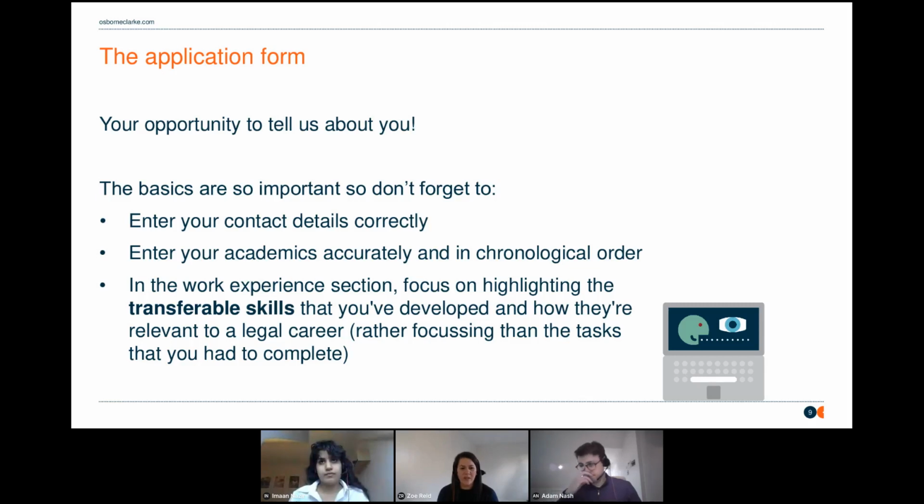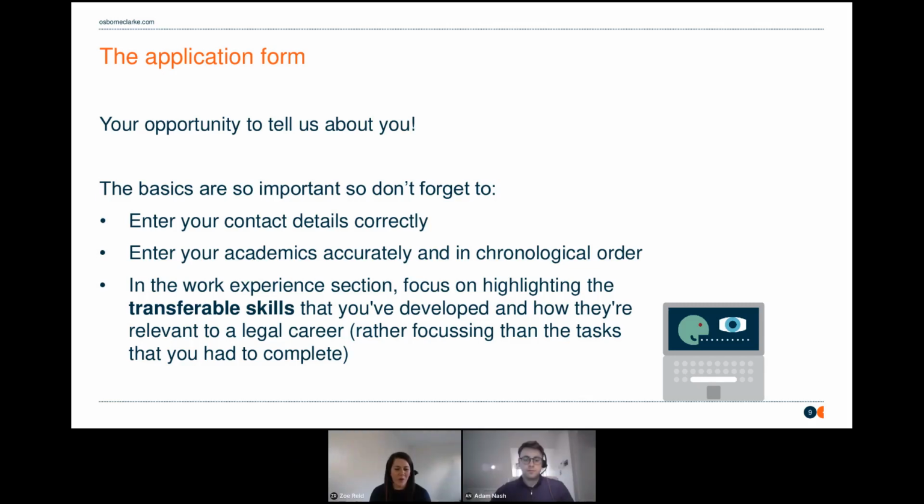But you must always remember that the application form is really your opportunity to tell us about you. So you need to have a think about what makes you you, what things are important to you, what your motivations are, because that's really what we're looking for you to convey in the application form.